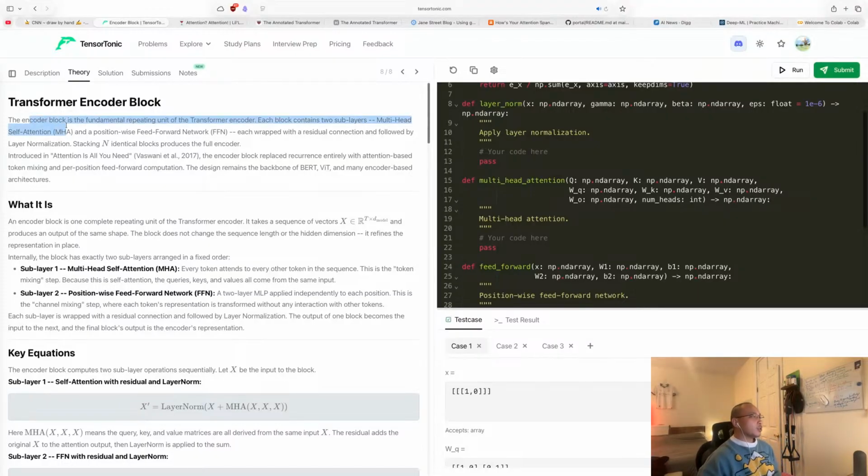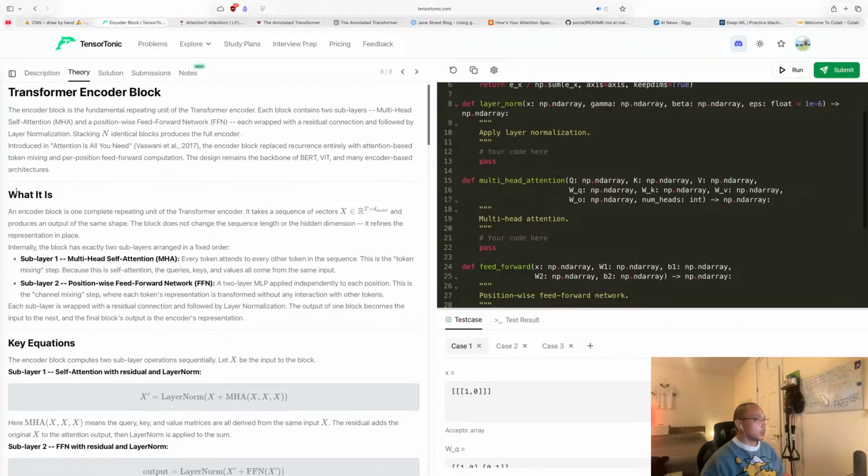Let me read. The encoder block is the fundamental repeating unit of the transformer encoder. Each block contains 2 sublayers, multi-head self-attention and a position-wise feed-forward network, each wrapped with a residual connection and followed by layer normalization. Stacking n identical blocks produces the full encoder. Introduced in Attention Is All You Need, the encoder block replaces recurrence entirely with attention-based token mixing and per-position feed-forward computation. The design remains the backbone of BERT, ViT, and many encoder-based architectures.